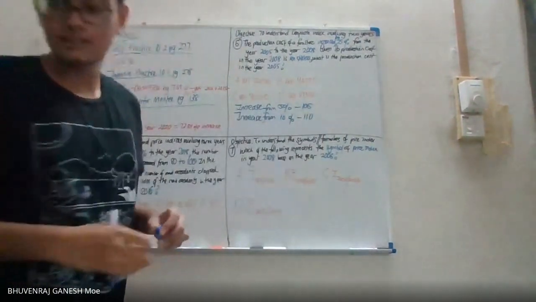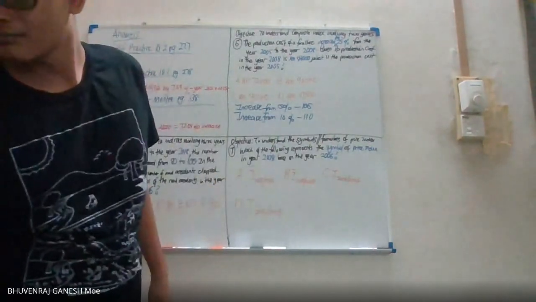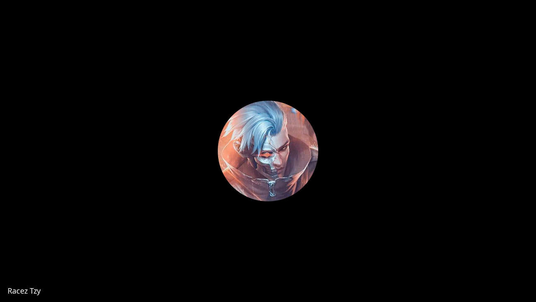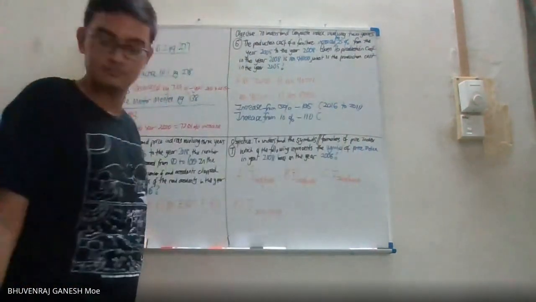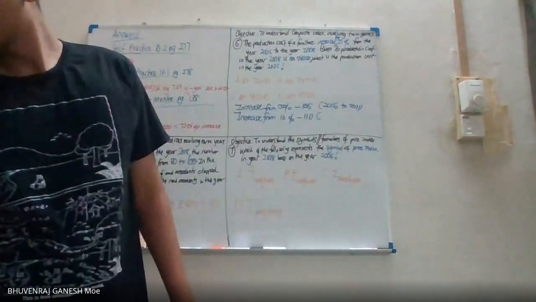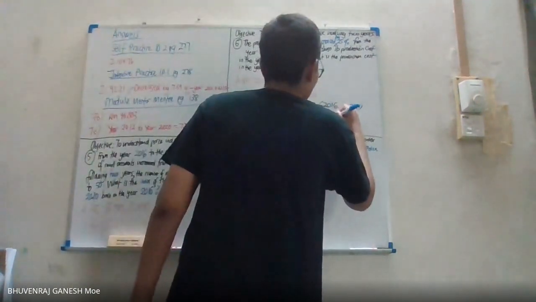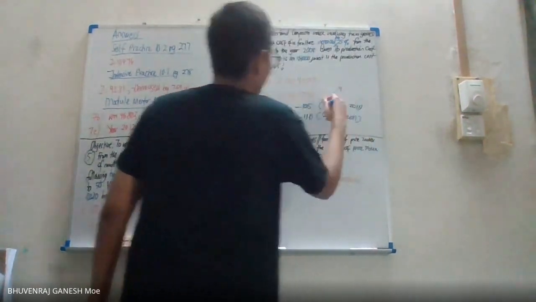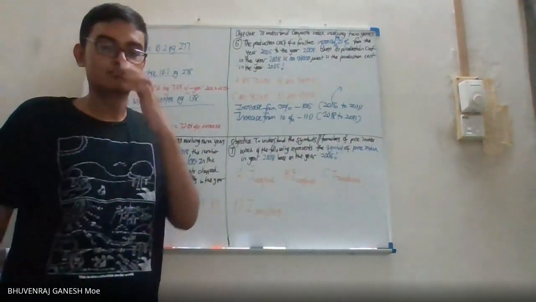So the 105 is from what year to what year? From 2016 to 2011. Okay, good. And the 110? 2018 to 2011. Okay. So what is the symbol you will give for 2016 to 2011? Can type in the chat box how you write it.